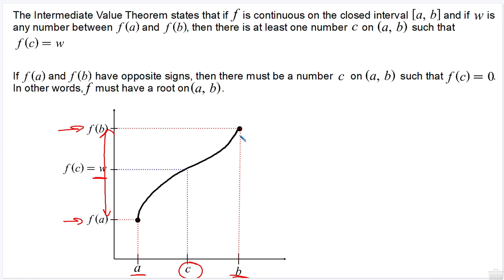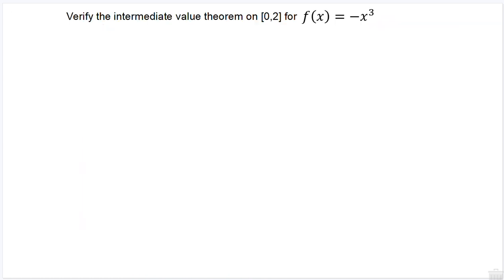So what we're going to do is a quick verification using the intermediate value theorem with a simple function. Then we're going to apply it once or twice, and then do one or two more little things with continuity, and then this unit will be finished.